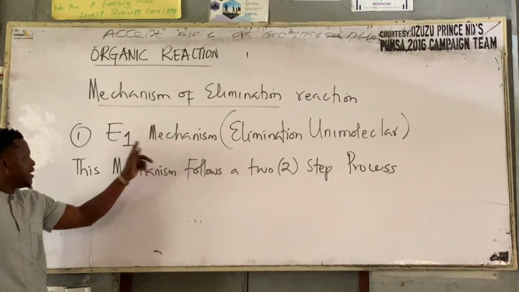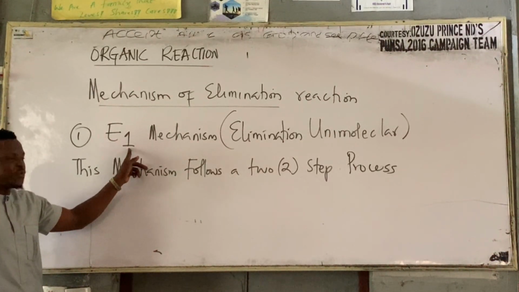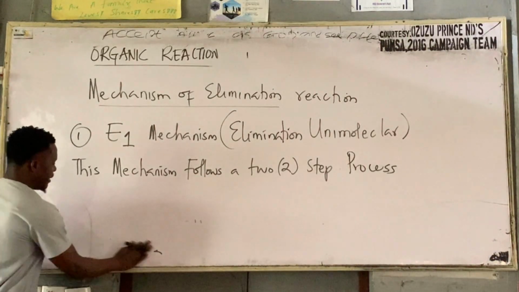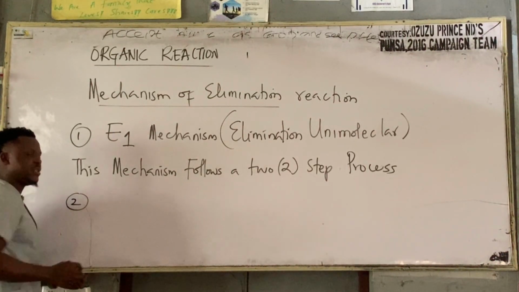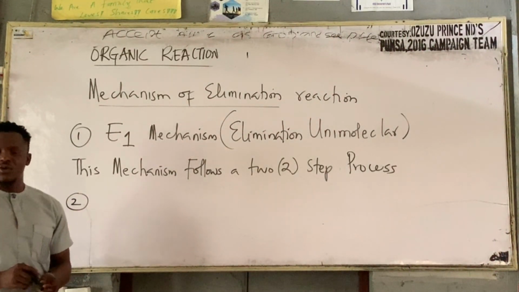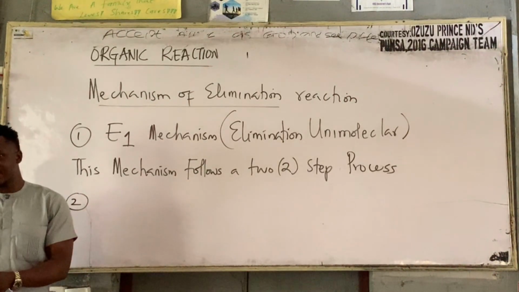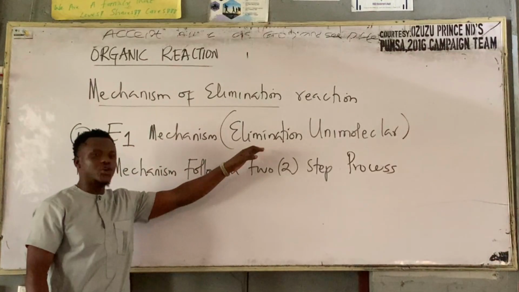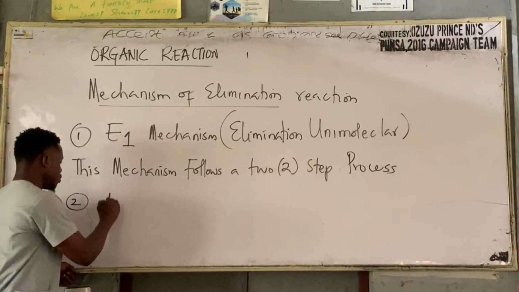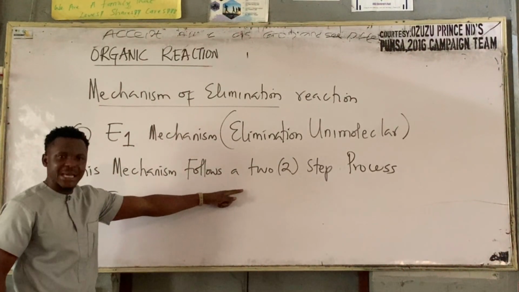In the E1 mechanism, this E stands for elimination, and this 1 stands for unimolecular. And just in case they ask you in an exam, elimination reaction follows dash and dash mechanism: E1 mechanism and E2 mechanism. This E1 is elimination unimolecular. And this E2, please take note of your steps.